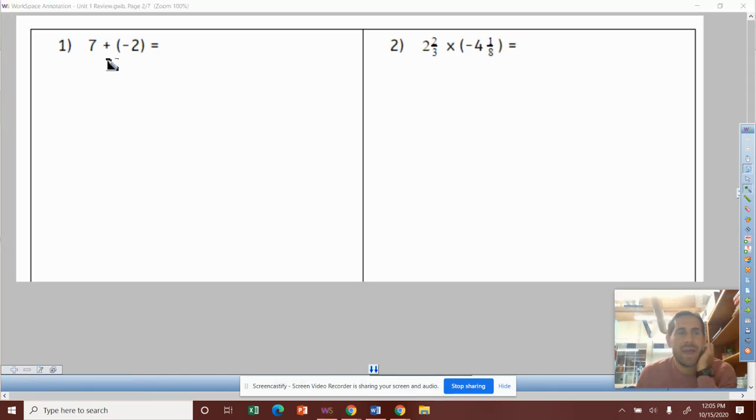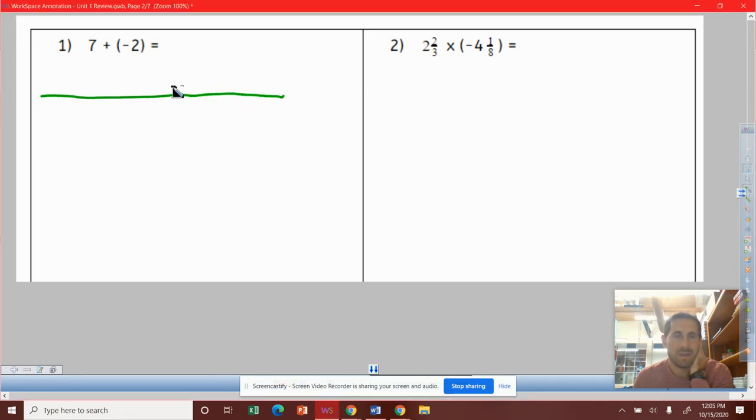So can you add these numbers together? So 7 plus a negative 2. And I could draw this out, but here's 0 and I go out to 7. If I'm adding negative 2, I'm not going to go this direction, I'm going to go backwards. That would take me backwards 2 places to 5.